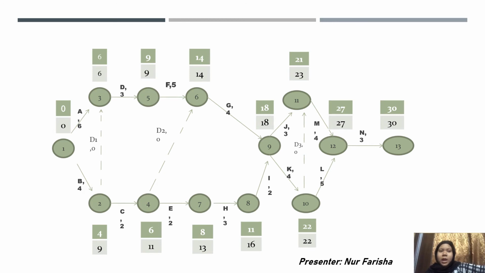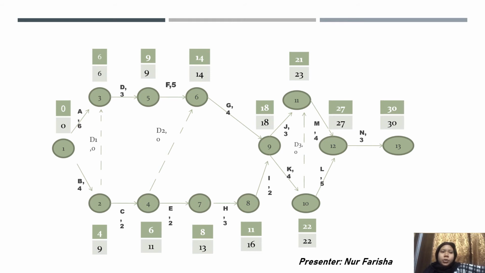So there is a dummy for this diagram. So we move to question B, EET and LET. As we can see, to determine EET, we need to plus, and node number 1 must start with 0, and we must follow the nodes one by one.